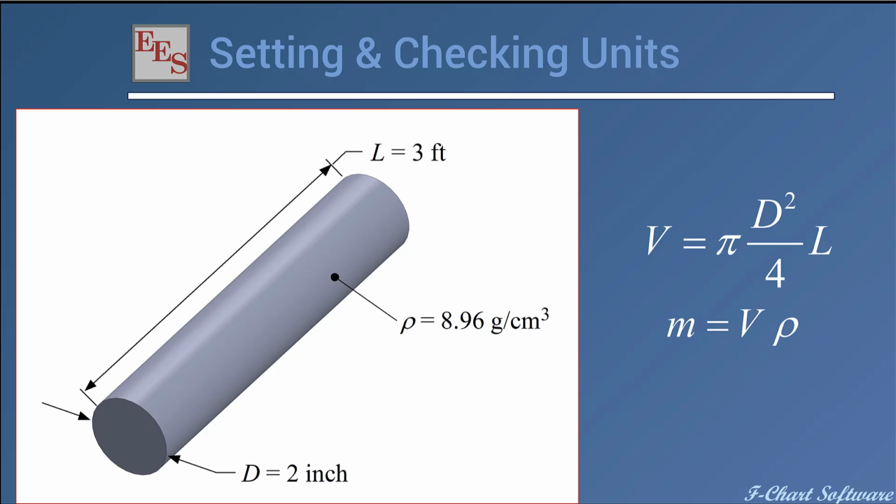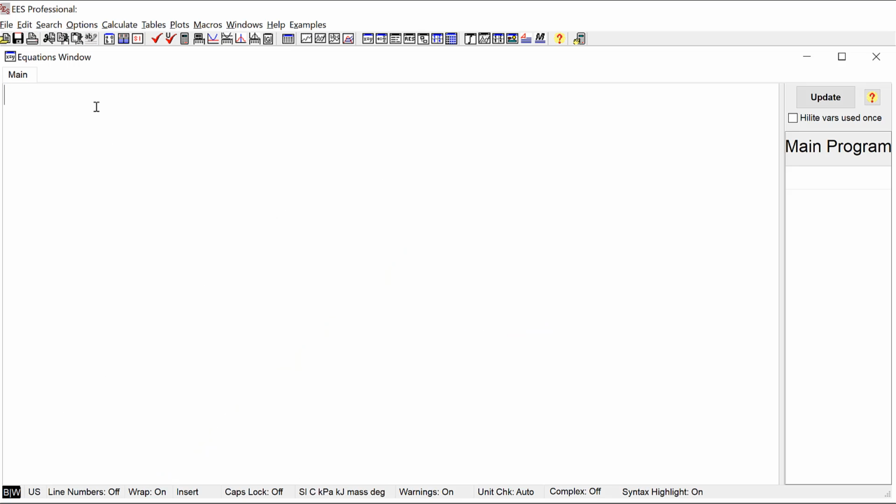So this problem is really pretty easy. There's two equations, right? You need to first of all calculate the volume of the rod, which you would do with this equation, and then the mass is just the volume multiplied by the density. So we know how to enter equations into EES, and we know how to solve them. So here let's go ahead and enter the inputs. The inputs are the diameter, the length, and the density.